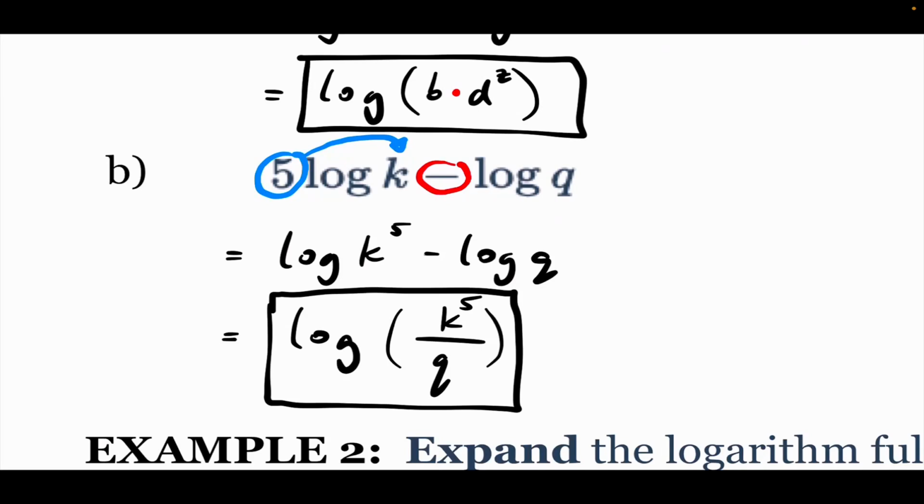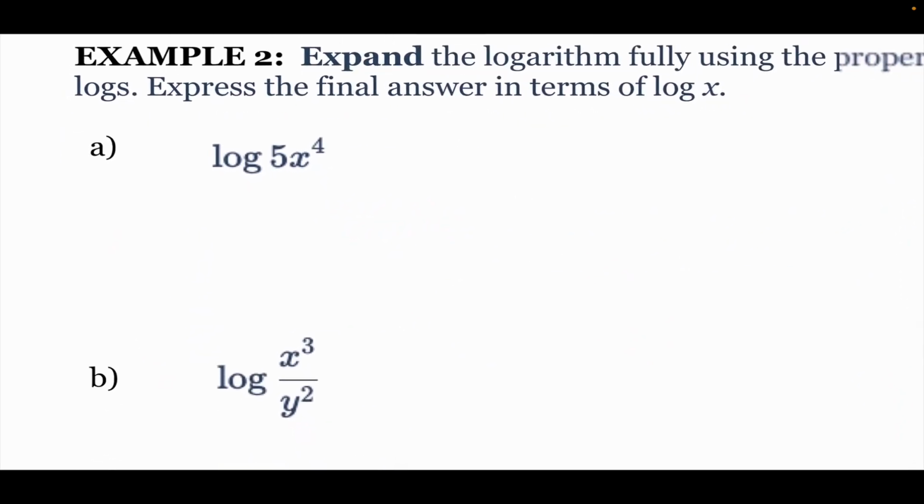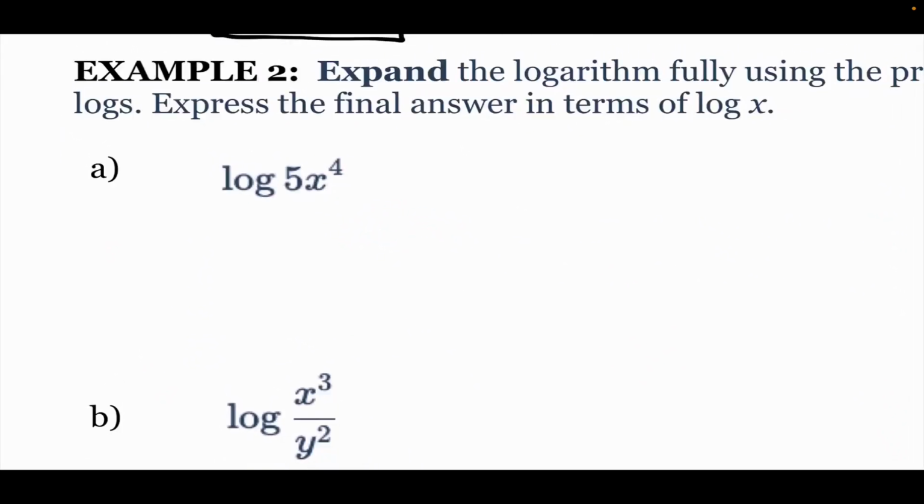Okay? Number 2 is the opposite. They're already condensed. Expand them. We're going to use the same properties. Okay. So now we're not starting on the left side. We're starting on the right side. So you're going to see multiplication. You're going to see division. You're going to see powers, right? 2a, I see multiplication. 5 times a, or 5 times x to the 4th. And I see a power.